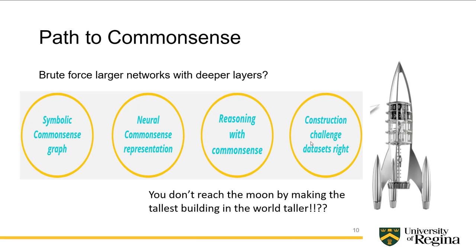And the path to common sense is different. For example, symbolic common sense graph, neural common sense representation, reasoning with common sense, and construction challenge data set. Sometimes we think that by adding more layers to a model it can extract common sense, but according to this sentence we can find the correct answer and the true path: You don't reach the moon by making the tallest building in the world taller.